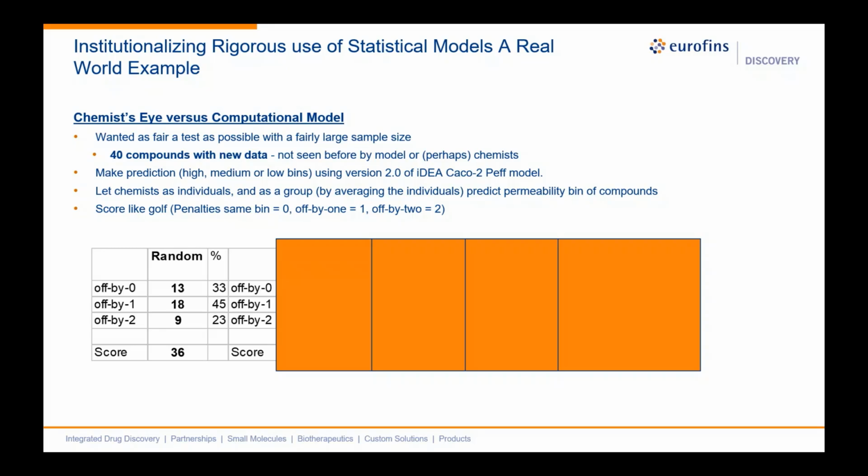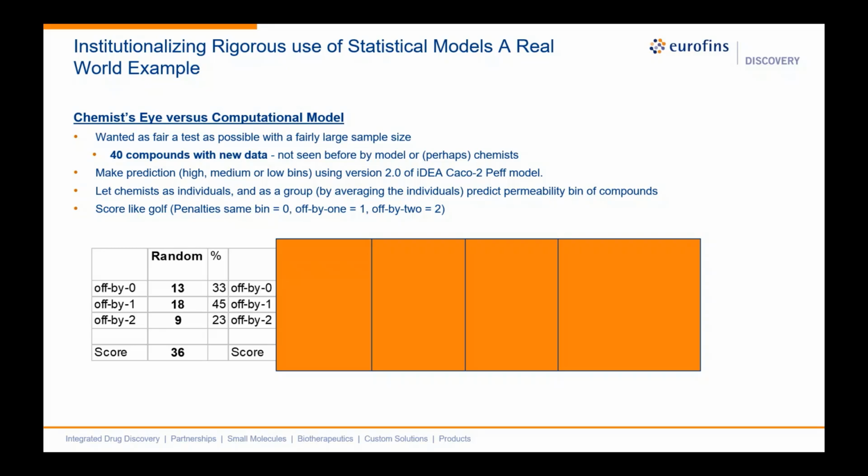So we wanted a pretty fair test, so we needed a relatively large sample size. We had 40 compounds that had new data that hadn't been seen before by the model and probably hadn't been seen by the chemists, but these were known compounds, so if they've been reading their medchem journals, they may have seen them before. And we wanted to predict the bins of permeability of the compounds into high, medium, or low permeability bins.